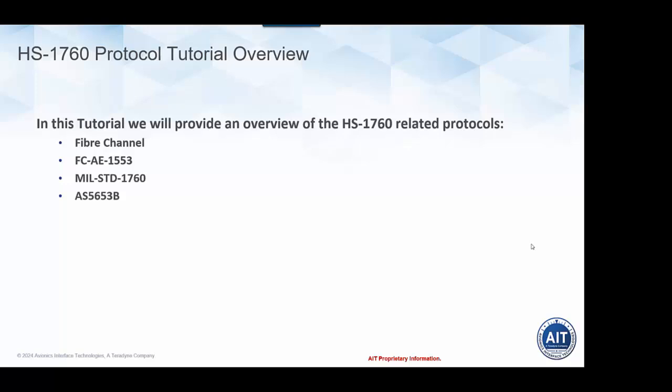All right, what we'll be covering today in the tutorial, the overview, is we'll be talking about the high-speed 1760 bus, and how it relates to it, by providing an overview of the related protocols. So we'll talk about Fibre Channel, we'll talk about FC-AE-1553 or Mil Standard 1553 over Fibre Channel. We'll talk about the weapons bus, or the weapons interface, the aircraft to weapons interface, Mil Standard 1760, and then HS1760 B, which is better known as HS1760. So that's the definition of the high-speed 1760 bus.